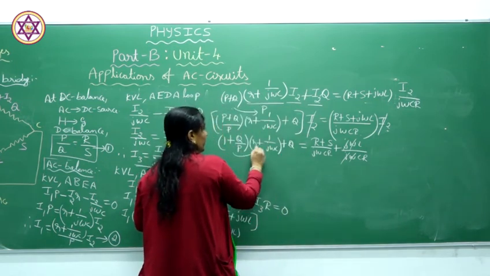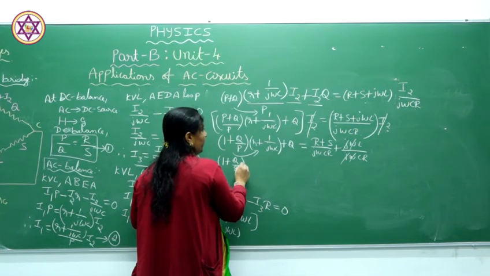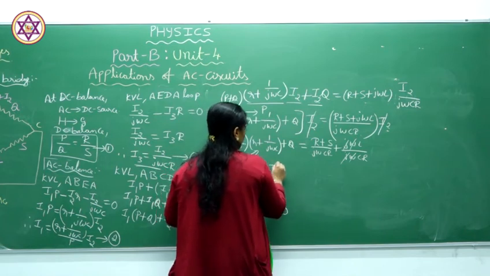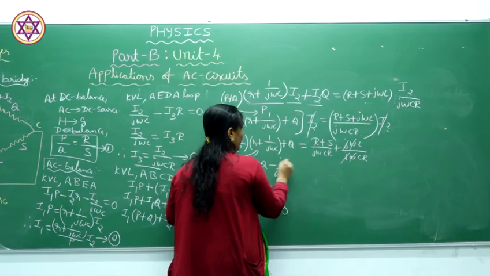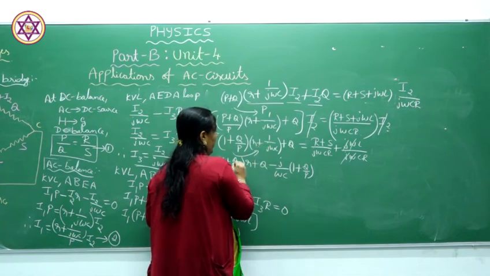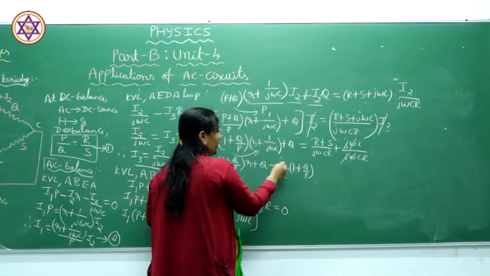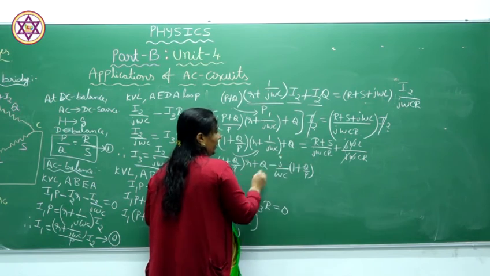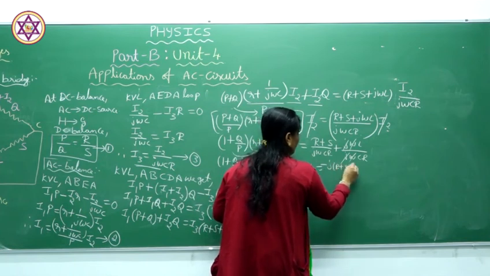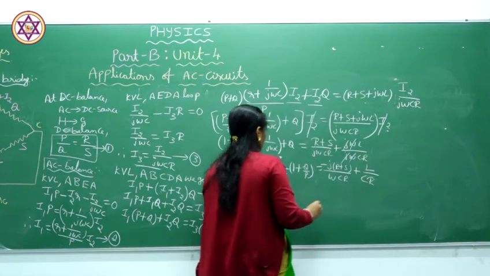Now we multiply with this term, we get 1 plus Q by P into R plus Q minus j by omega C into 1 plus Q by P. Multiply this term within the bracket term, we get 1 plus Q by P into R plus Q into 1 plus Q by P into this term becomes minus j by, when we go to numerator it becomes minus, which is equal to minus j into R plus S divided by omega CR. It becomes L by CR.